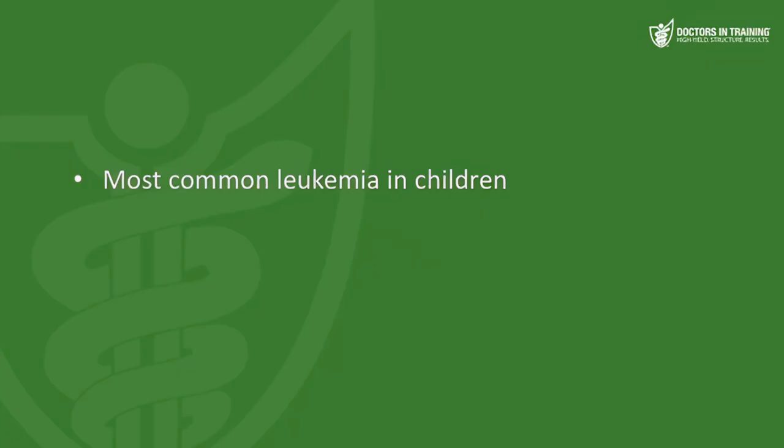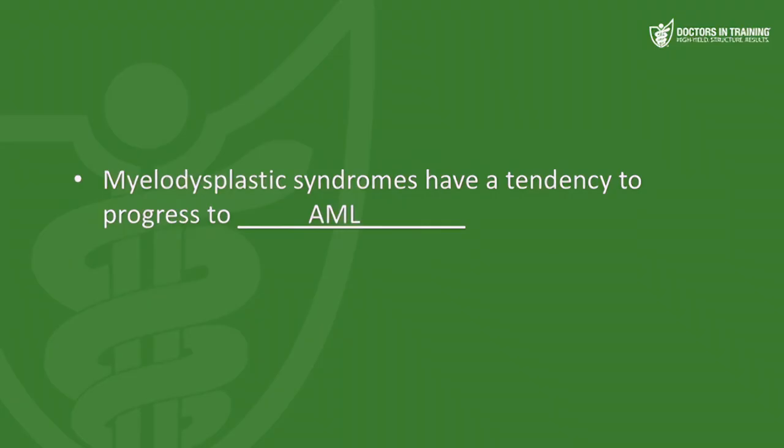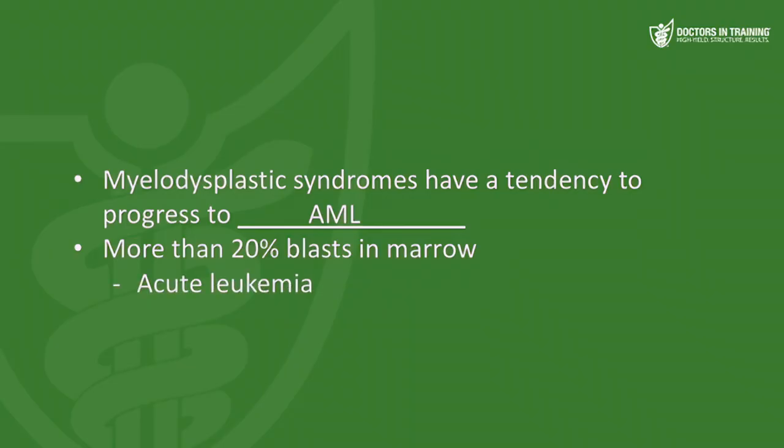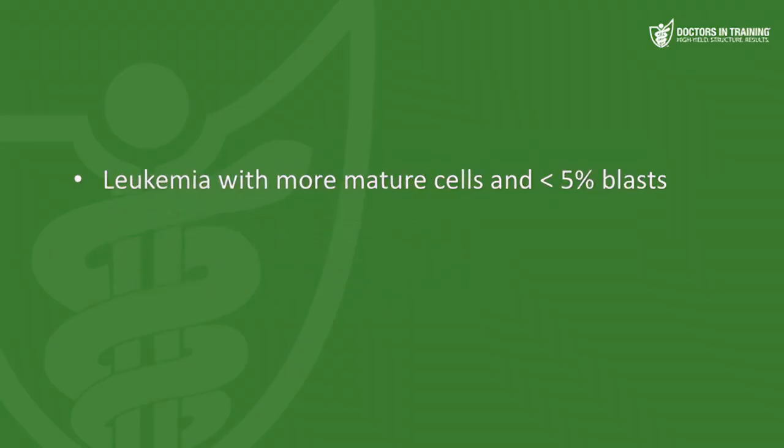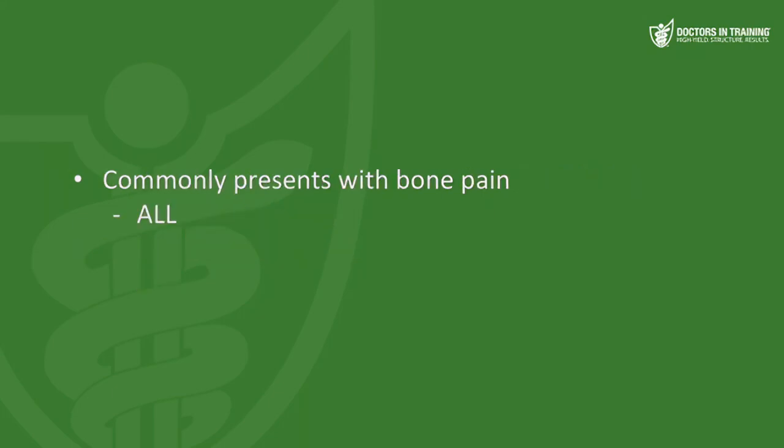This question says, what form of leukemia matches each of the following statements? So the most common leukemia in children is ALL. Most common leukemia in adults in the U.S. is CLL. Characteristic Auer rods is AML, specifically M3 AML. Myelodysplastic syndromes have a tendency to progress to AML. More than 20% of blasts in the bone marrow is an acute leukemia. Leukemia with more mature cells and less than 5% blasts would be a chronic leukemia. TdT positive acute leukemia is ALL. Commonly presents with bone pain, ALL.